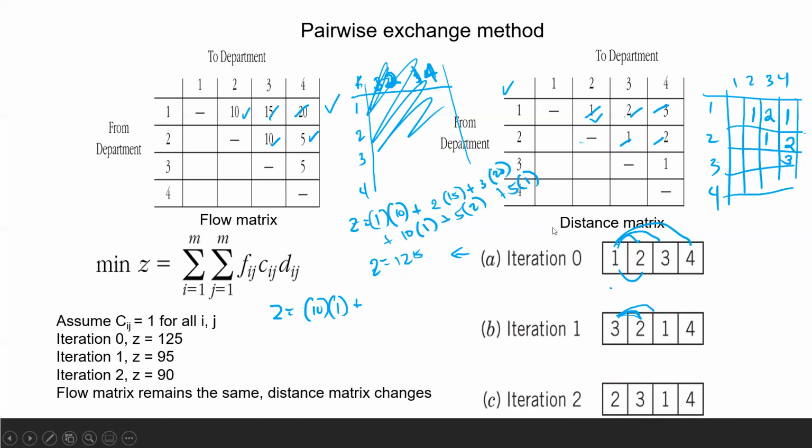So ito yung komplikasyon nitong pairwise method, exchange method. Kasi nagkakaroon tayo ng transfer hanggang sa magkaroon ka ng best layout na mami-minimize natin yung Z. And actually, kung titingnan natin tong layout na to, tingnan natin to.